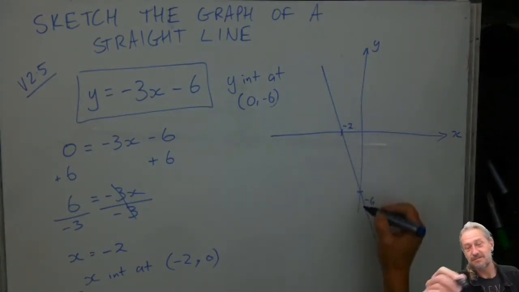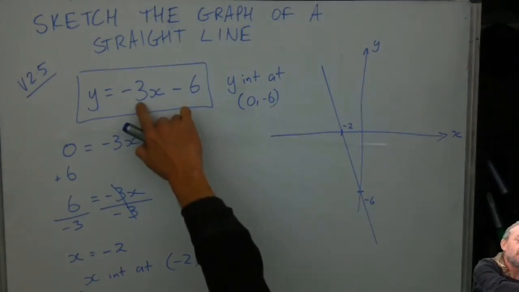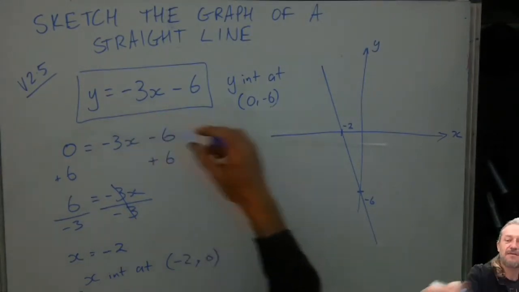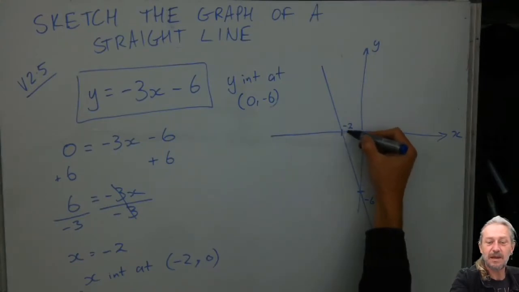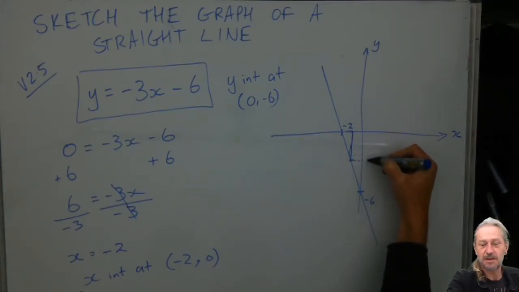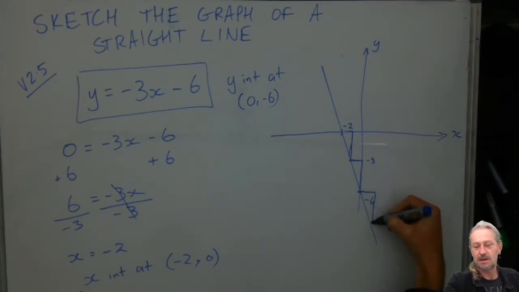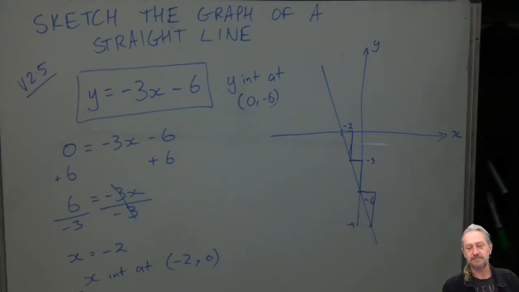So if you just draw the line first, and then as long as it's going in the right direction and it's got the right slope, so this means for every one step in the x direction, it goes down 3. So that is going to be -3. One more step, -6. Another step, -9. Okay, so we've got one more.